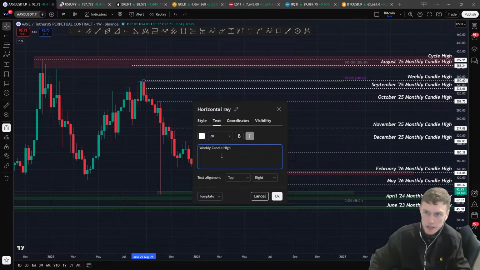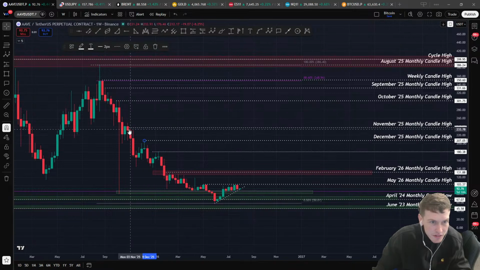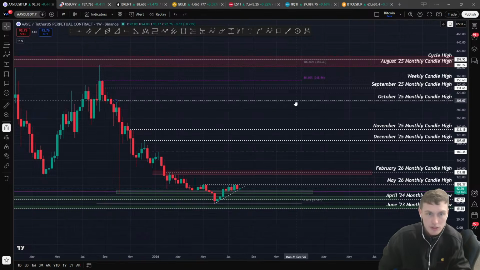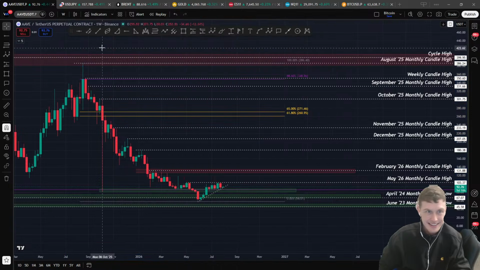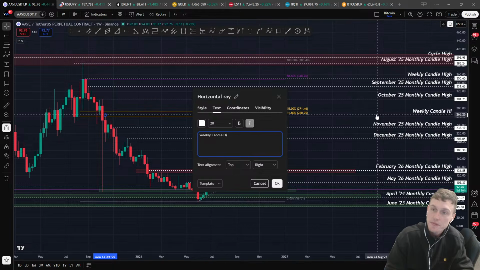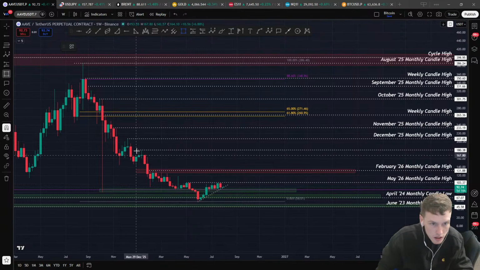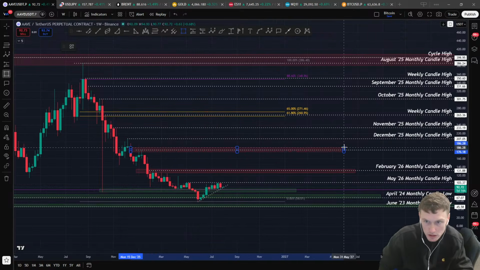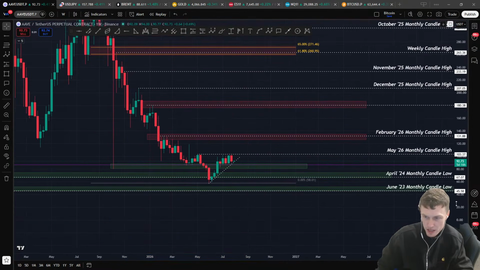Weekly candle high. So we've got all of our monthly, weeklies, and this is crazy. It's going to be so much resistance for Aave on the way back up, but that's what demand's for, baby. These are the major resistances. So yeah, to the upside, it's much like the other alts.